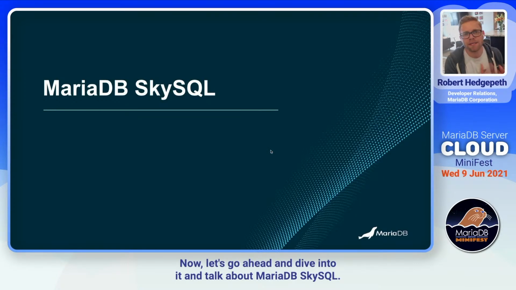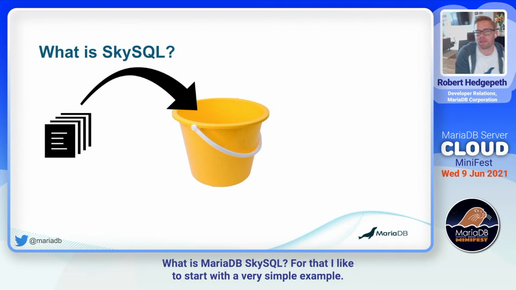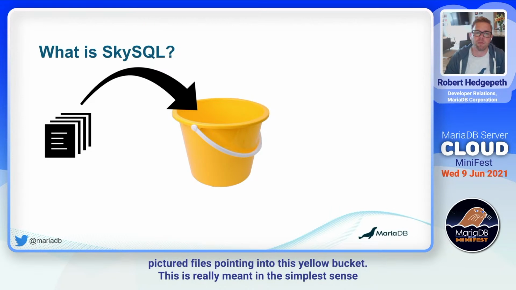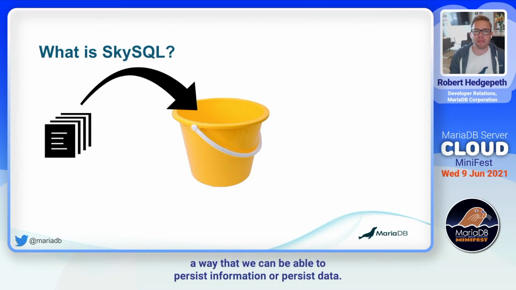Now, let's go ahead and dive into it and talk about MariaDB SkySQL. Well, what is MariaDB SkySQL? For that, I like to start with a very simple example. And of course, you can see that I've got this yellow bucket. We've got some files pictured pointing into this yellow bucket. This is really meant, in the simplest sense, to represent what a database is. It's simply, at the very lowest level, a way that we can persist information or persist data.